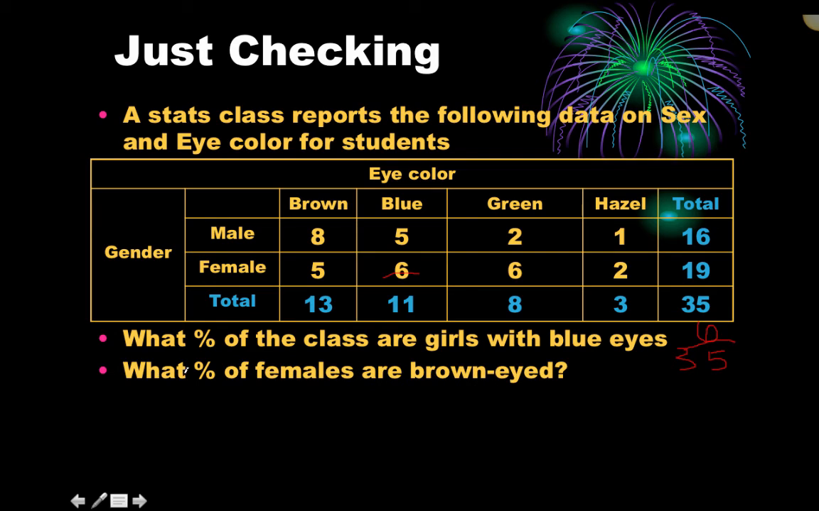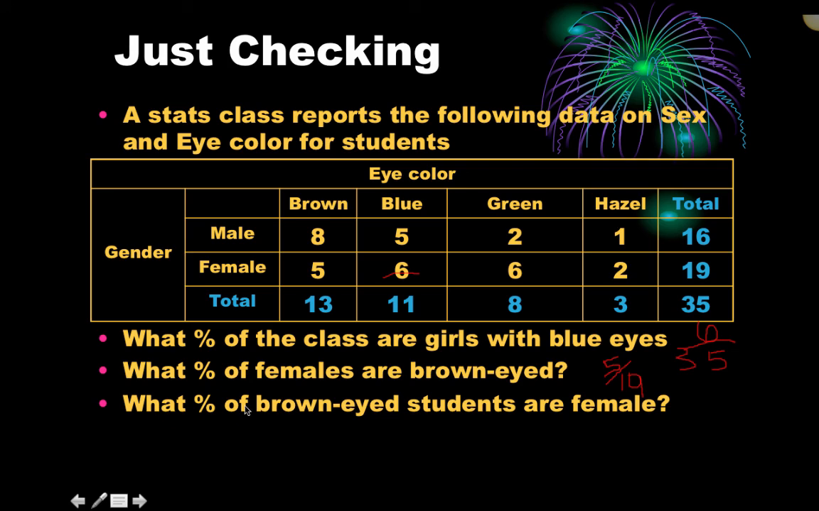So then we want to know the percent of females that are brown-eyed. So now we're only looking at females. So we want to know what percent of females. So now our total is only out of 19. And they have to be brown-eyed, and we're only looking at the females, so it's going to be 5. So 5 out of 19.